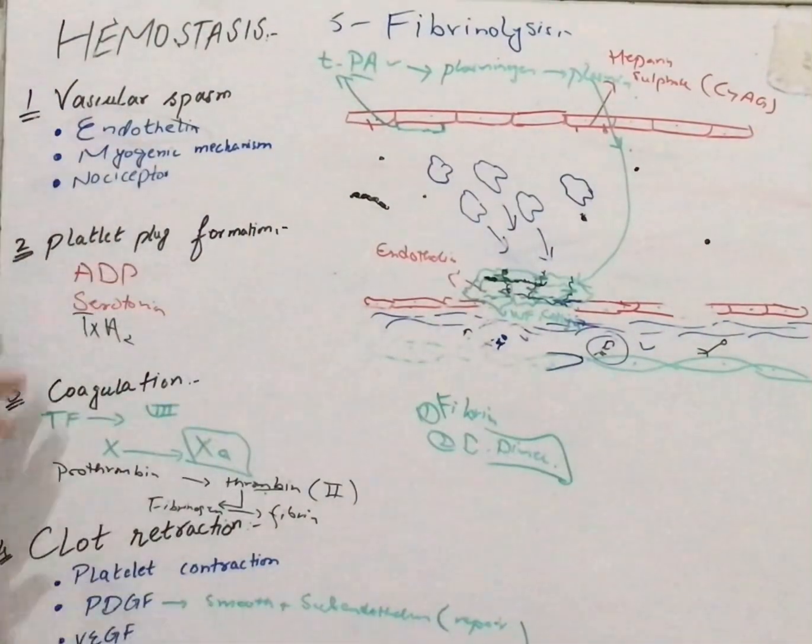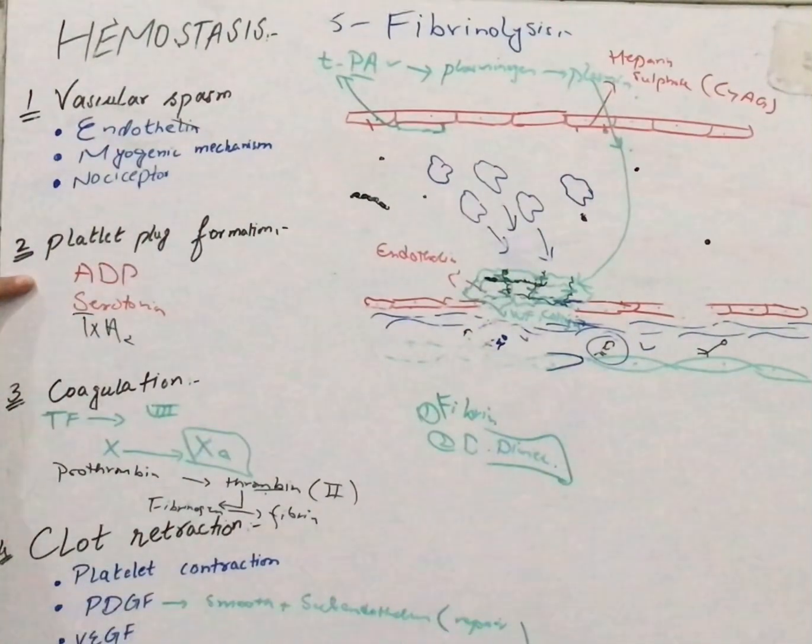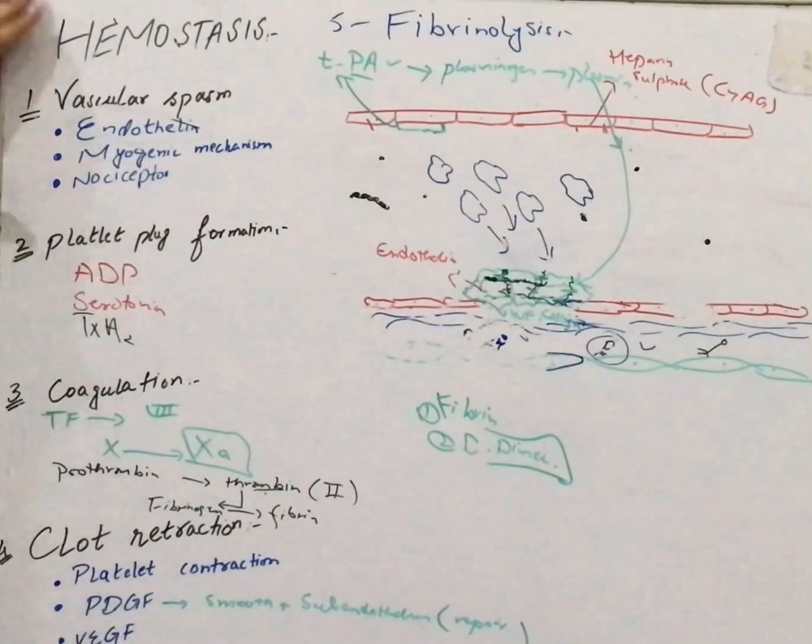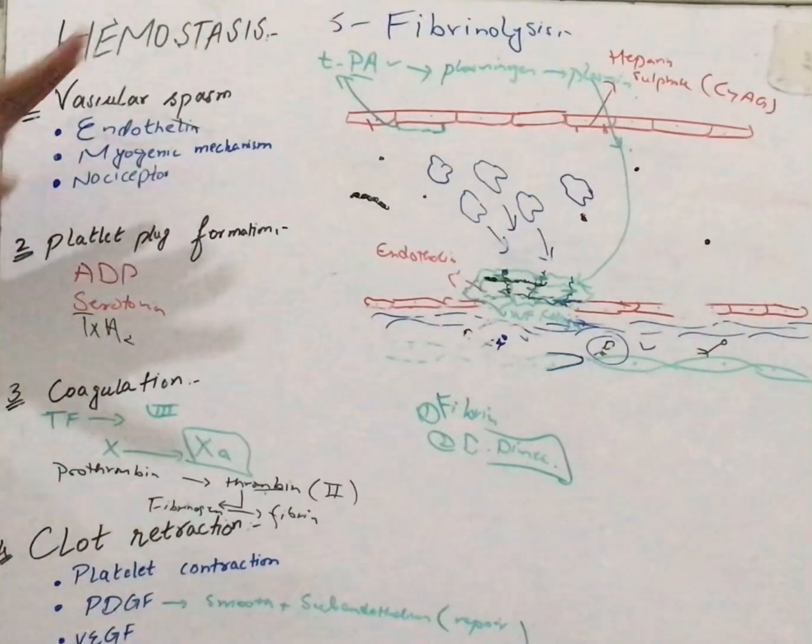So these were the five steps of hemostasis. First one was vascular spasm. We studied how vascular spasm occurred. Second one was platelet plug formation. Third one was coagulation. Then clot retraction. Fifth one was fibrinolysis. This is how hemostasis occurs in our body whenever there is some injury in our body.